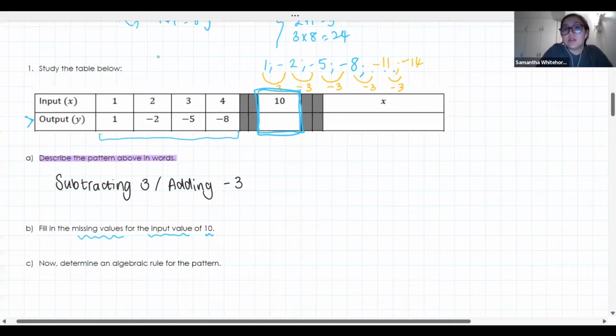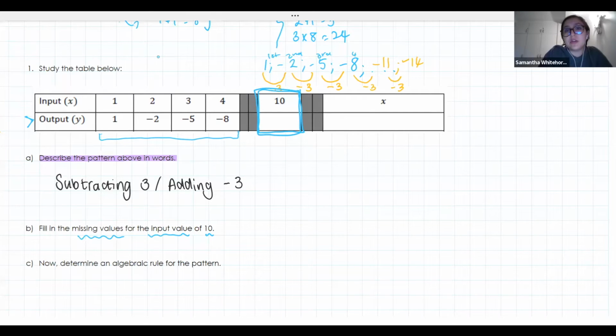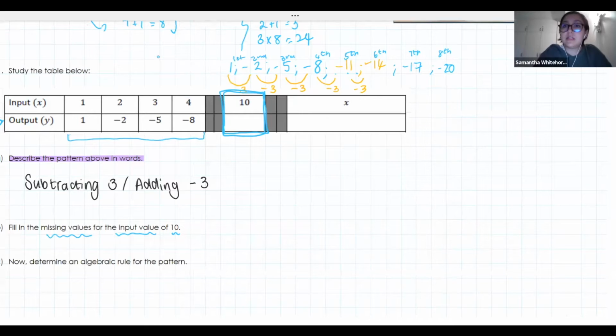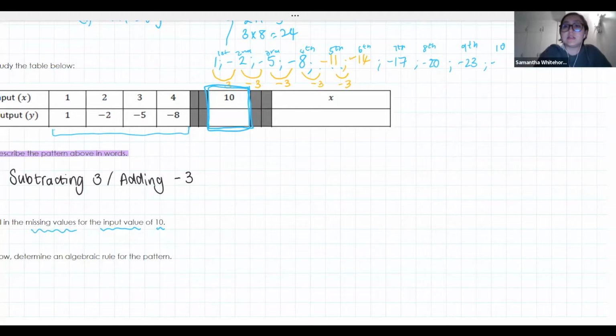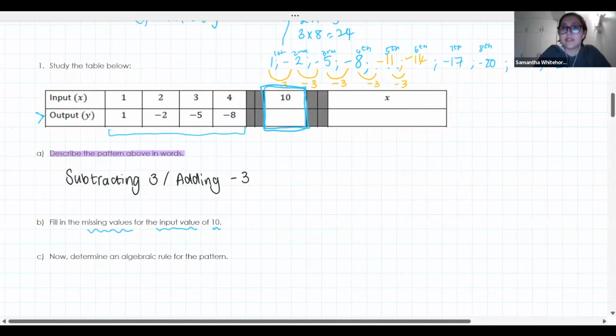Now, one way we could do that is we could keep extending the pattern. So I've got the first term, the second term, the third term, the fourth term. I've worked out the fifth and the sixth term because we were having a conversation about it. So if I wanted to, I could keep subtracting 3 and I could find the 10th term. So the 7th term would be -17. The 8th term would be -20. The 9th term would be -23. And the 10th term we would get as -26.